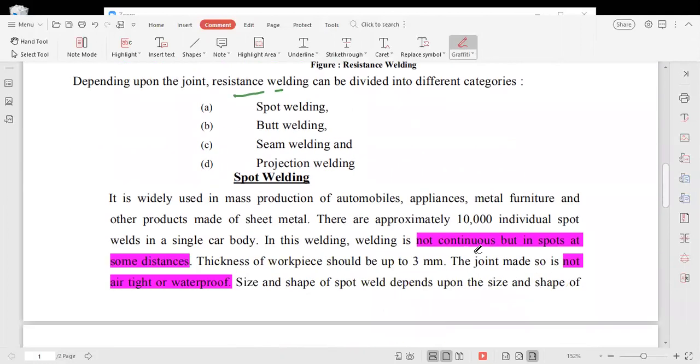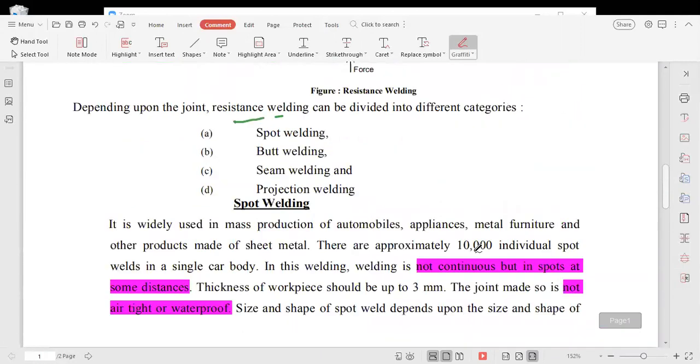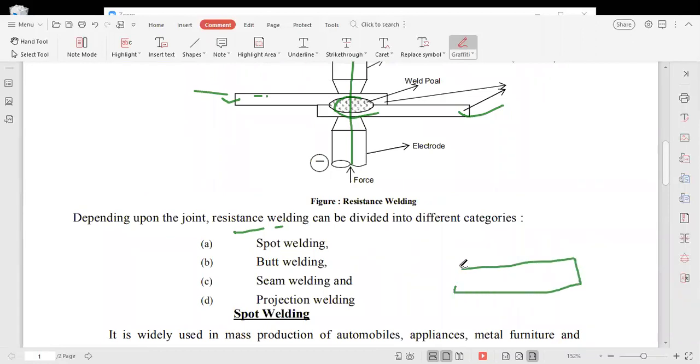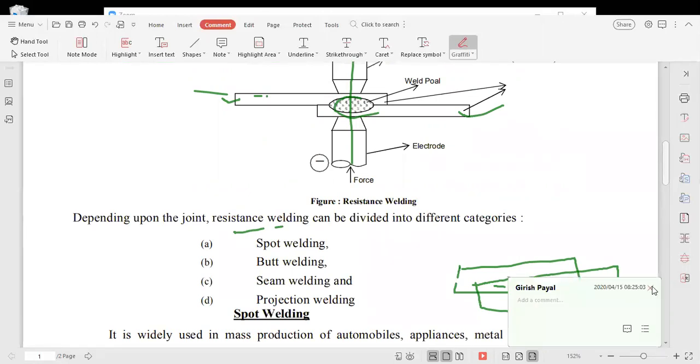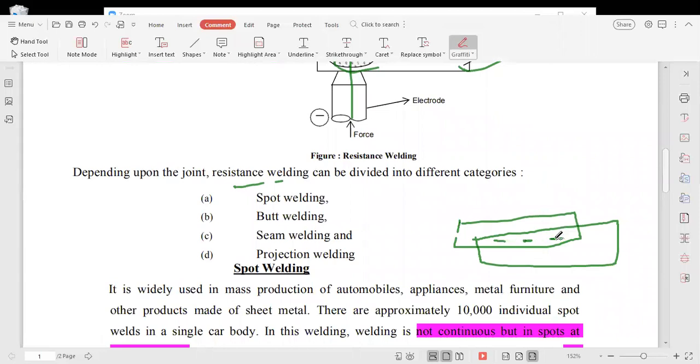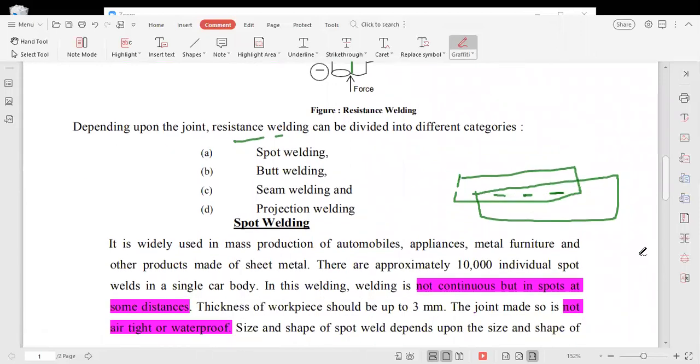In spot welding, say for example, we have these two pieces which are to be joined, which are to be welded. So welding is done, say at this point, say this point, and then some space is left, and then again it is done at this point, again some space is left, and then it is done at this point. So that way in spot welding, welding is done. Now it is very popularly used in the automobile industry.